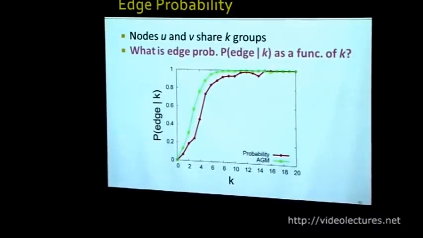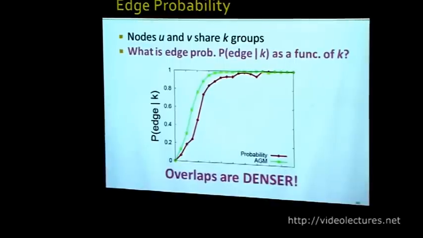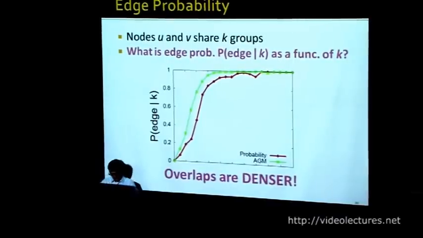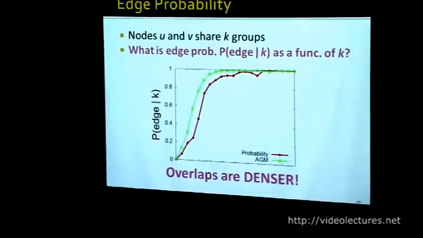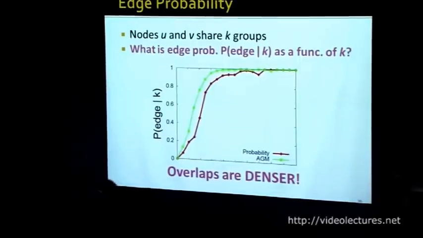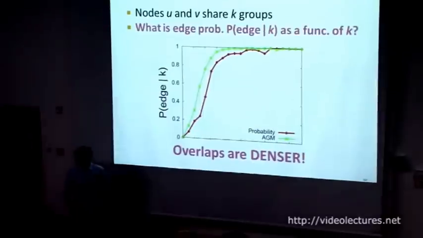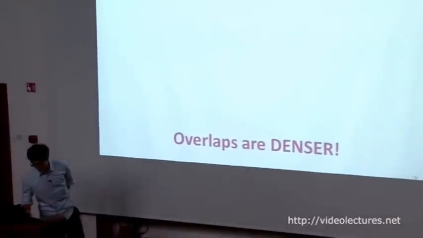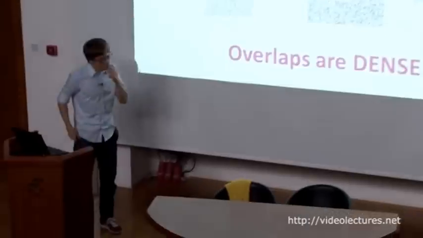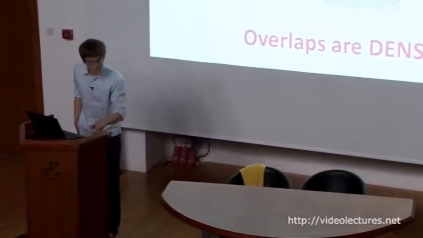Right, so the thing this tells me is the following: the more groups we have in common, the more likely we are to be connected, right? Which basically means that the more communities overlap in a particular part of the network, the more edges there are in that part of the network, right? So just to give you a little picture, the way I can think about this is the following.